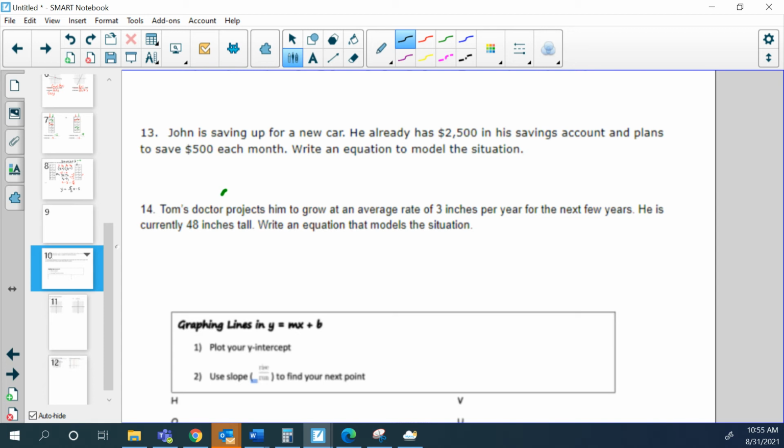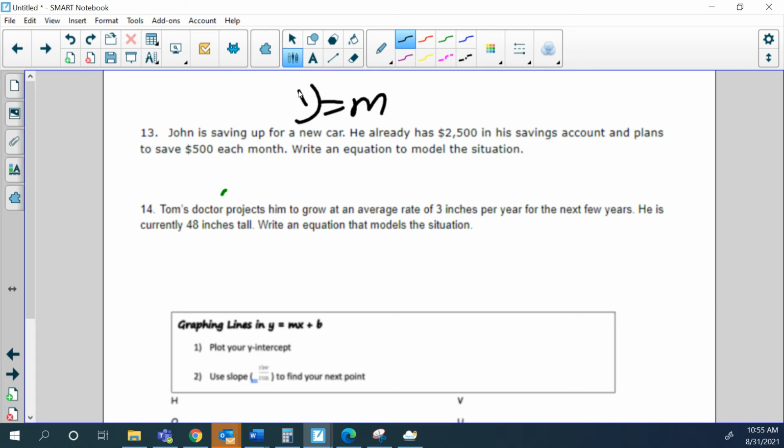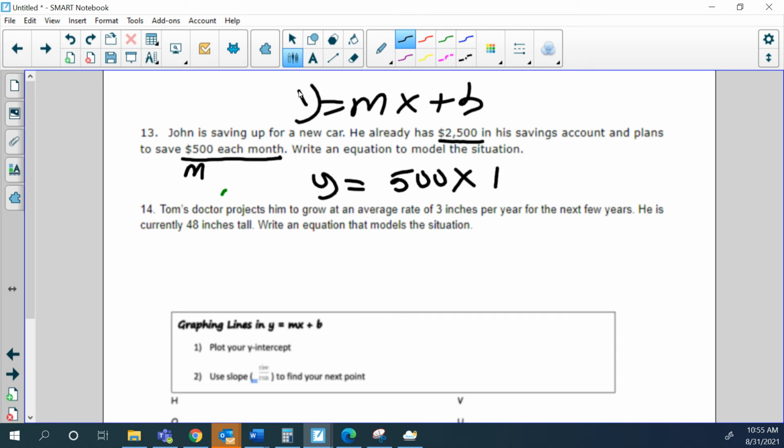John is saving for a new car. Write the equation. So the equation is y is equal to mx plus b. We know the slope is going to be the rate, right? Each month, 500 each month. That's going to be your rate. So m is 500, and b, my initial value, is 2,500. So my equation now is going to be y equals 500x plus 2,500. All right.